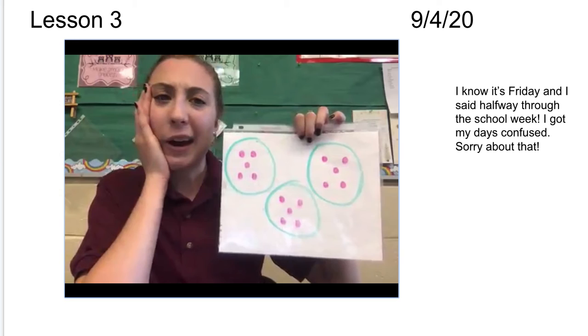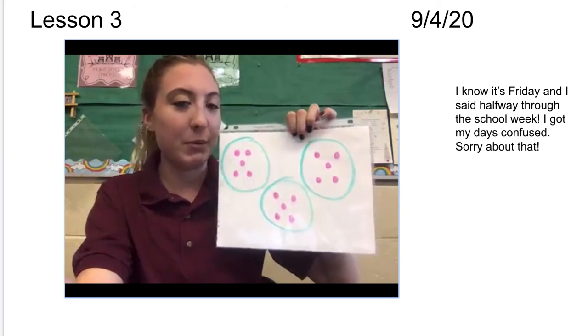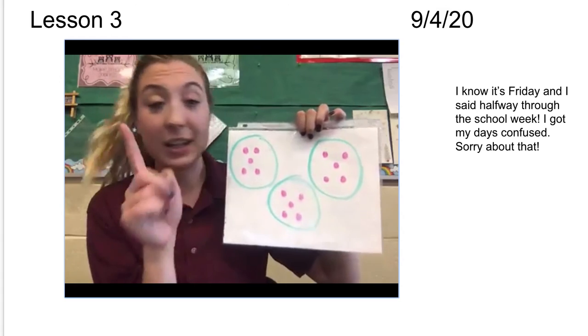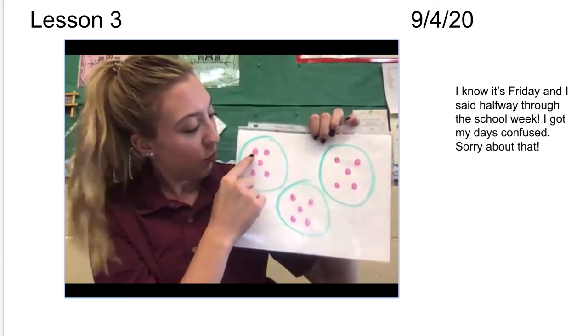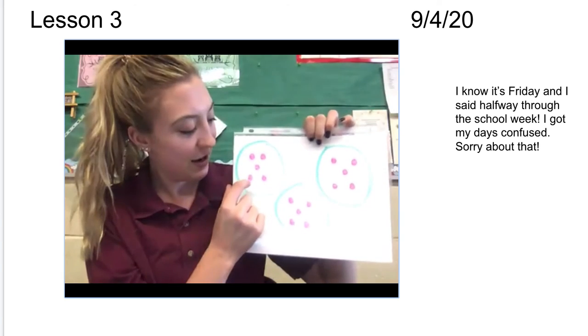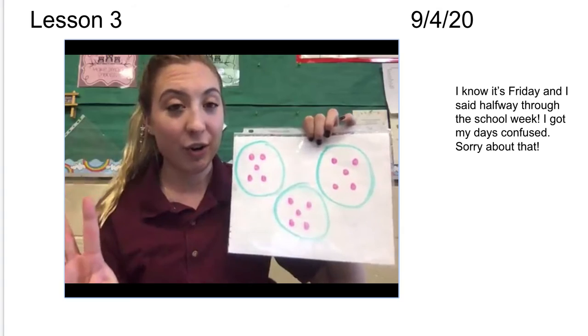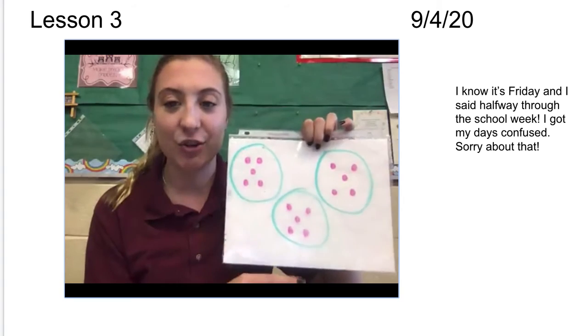Now I want to know how many dots are in each group. How many pink dots are in each group? Let's count together. 1, 2, 3, 4, 5. So I have 3 groups and 5 dots in each group.